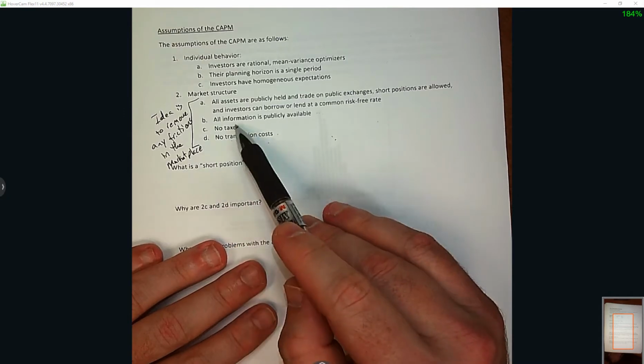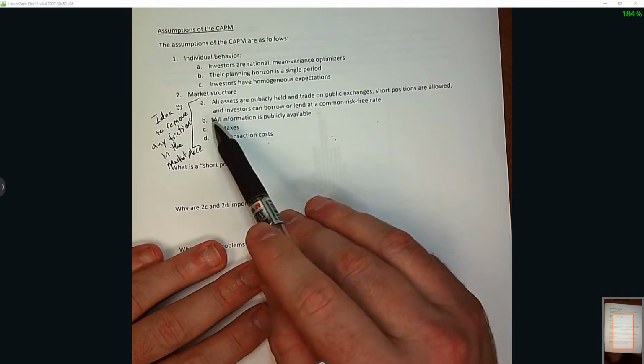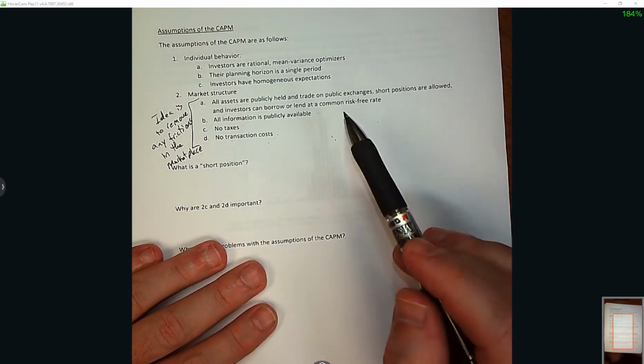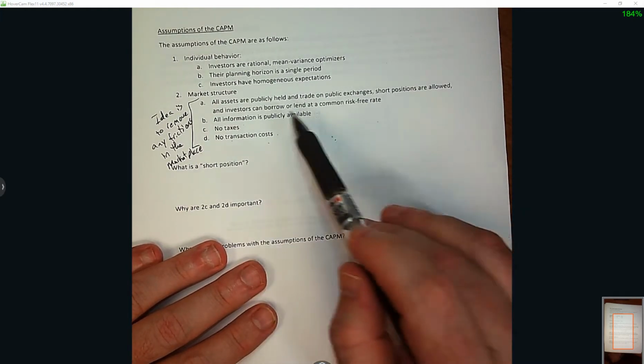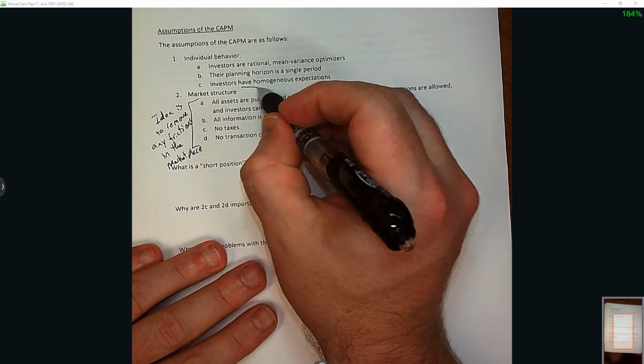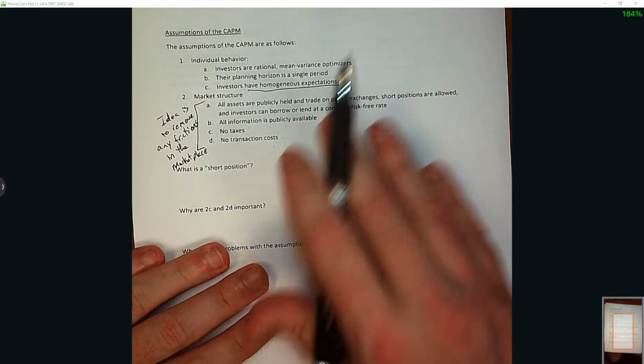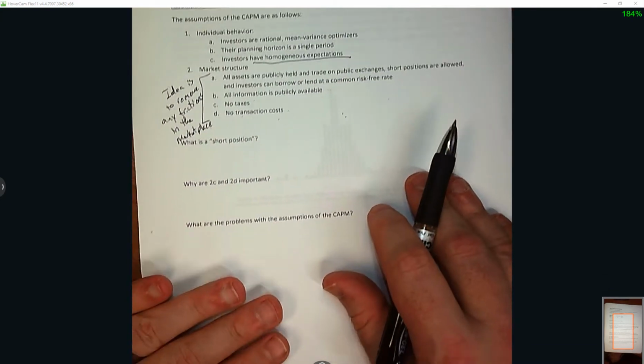So these assumptions for the market model, the idea is that we're getting rid of any frictions, and that includes the information being publicly available, and that people have the same, up here, homogeneous expectations. All right. So that's the general idea of these assumptions.